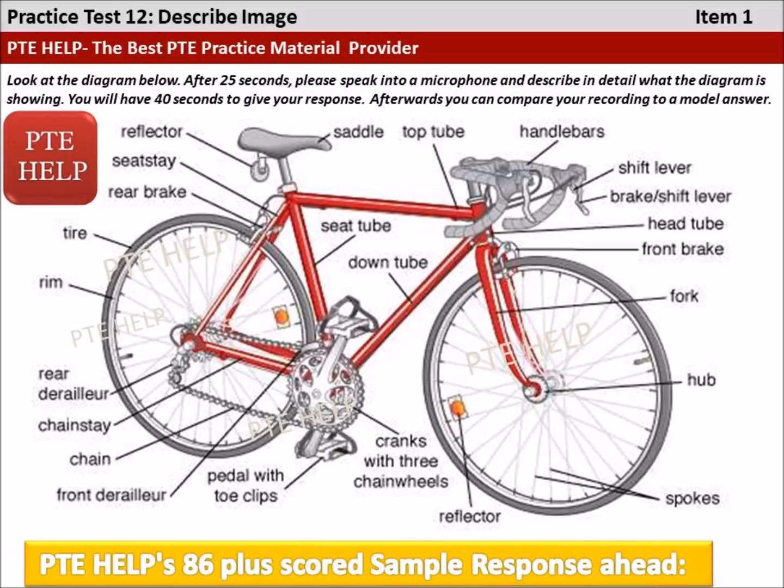The rear tire and rim is attached with the derailleurs, chain, cranks with three chain wheels and pedal with toe clips, which help in bicycle's acceleration. The hub and fork support the front tire of the bicycle.